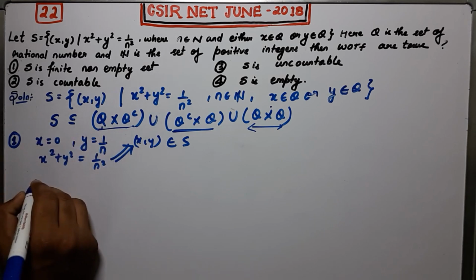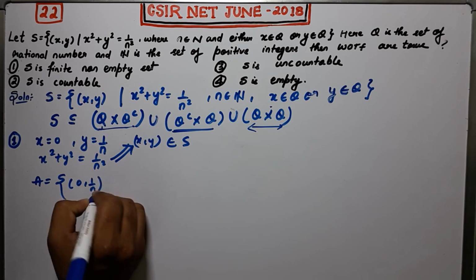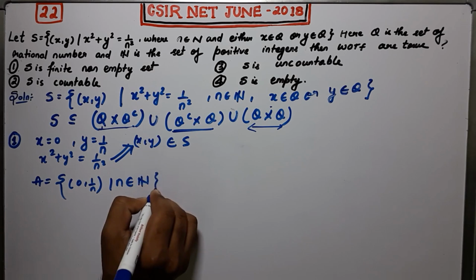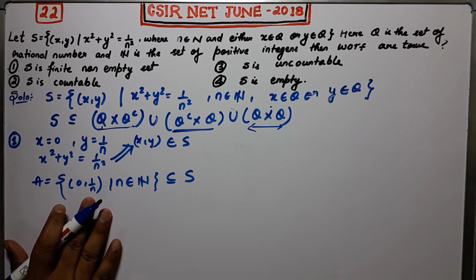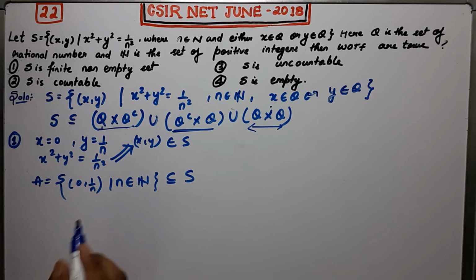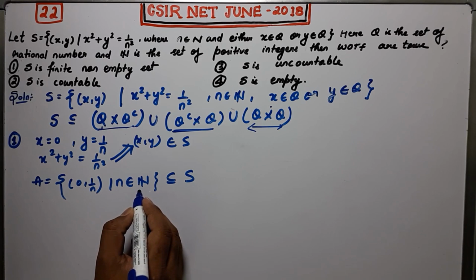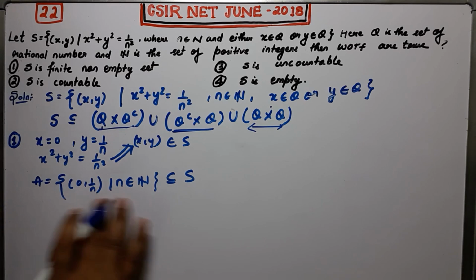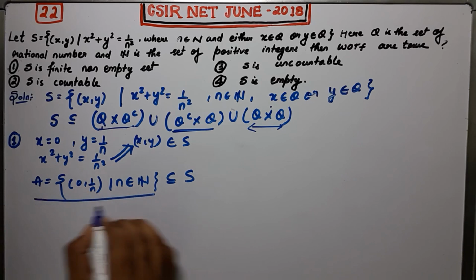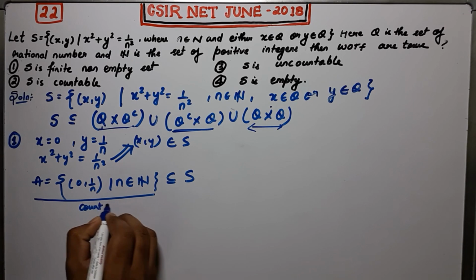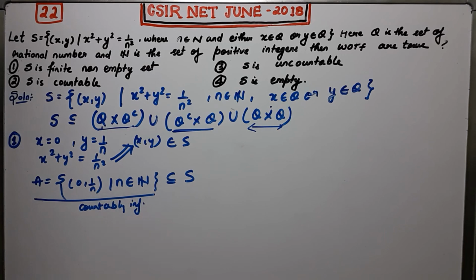Now you see that this thing, if I take it as a set A, now this thing, 0 comma 1 by n such that n belongs to natural number, is actually a subset of S. Now this thing has the same cardinality as the set of natural numbers, because this has a 1-1 correspondence with the set of natural numbers. For each natural number there exists a point in A, therefore this set has 1-1 correspondence with the set of naturals. So from here what you can conclude is that this set is countably infinite.